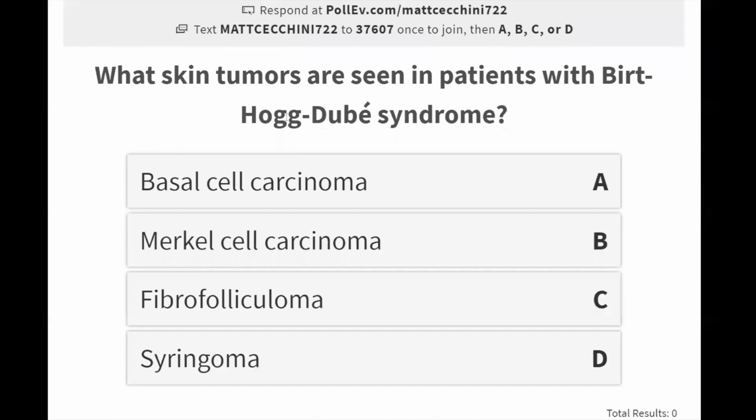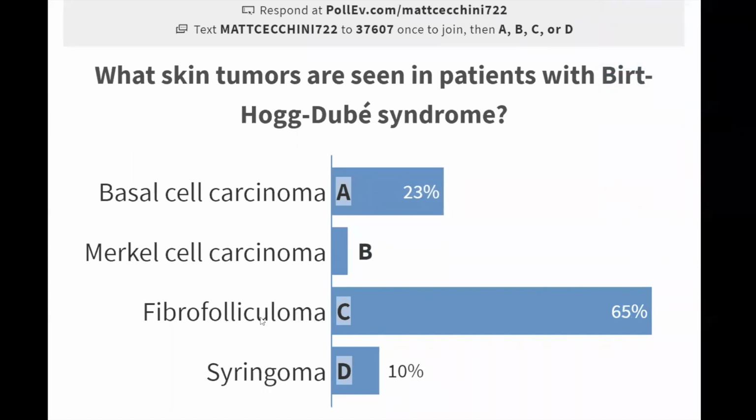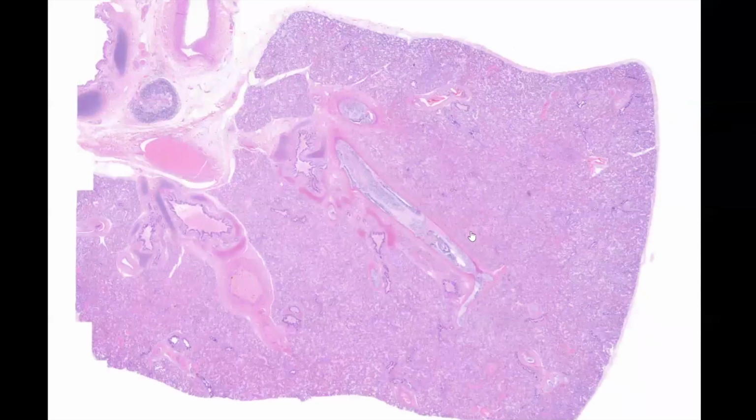So the next question is, what skin tumors are actually seen in these patients with Birt-Hogg-Dube syndrome? Is it A, basal cell carcinoma? Is it B, Merkel cell carcinoma? Is it C, fibrofolliculoma? Or is it D, syringoma? Good job. So yeah, the tumors you do see in these patients are fibrofolliculomas, and that characteristically is in Birt-Hogg-Dube syndrome. Good job.